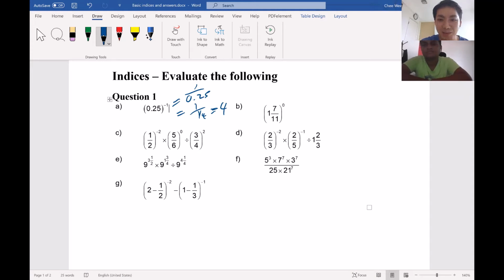So part B is obviously just equal to 1. This is power 0. What about part D? How will you do questions like this?